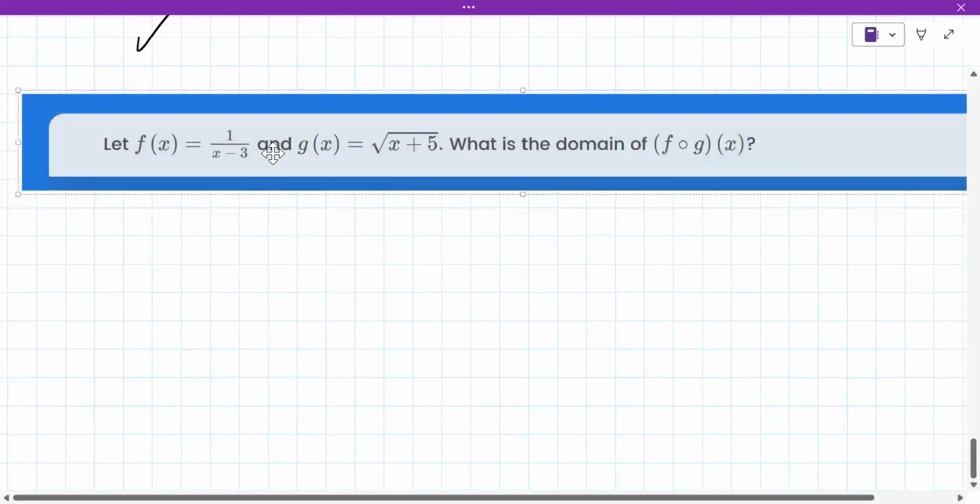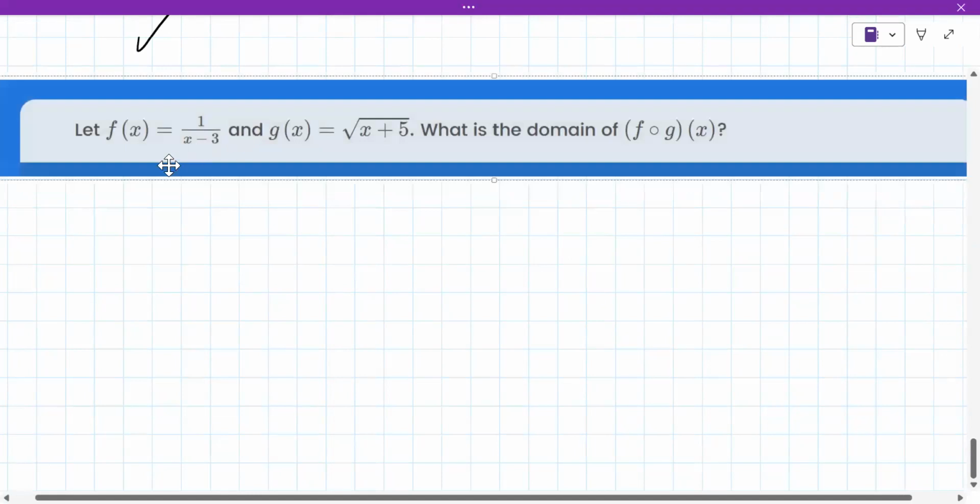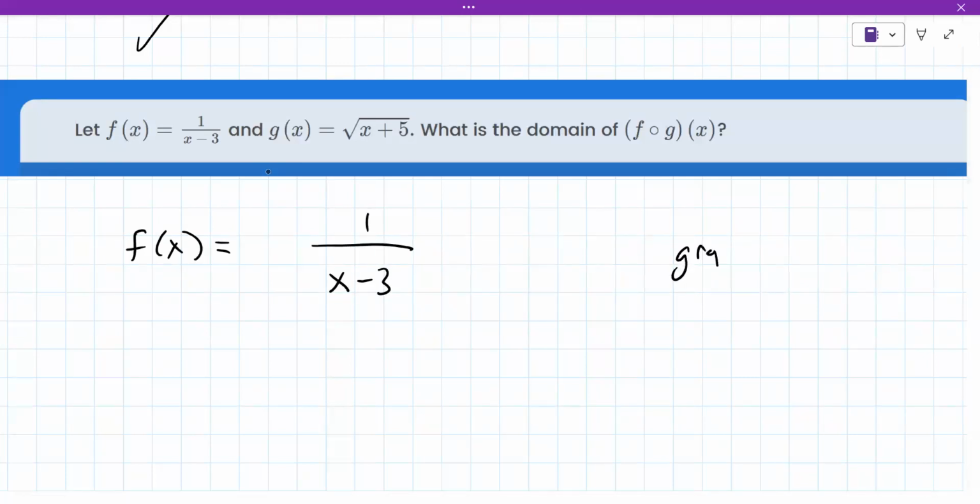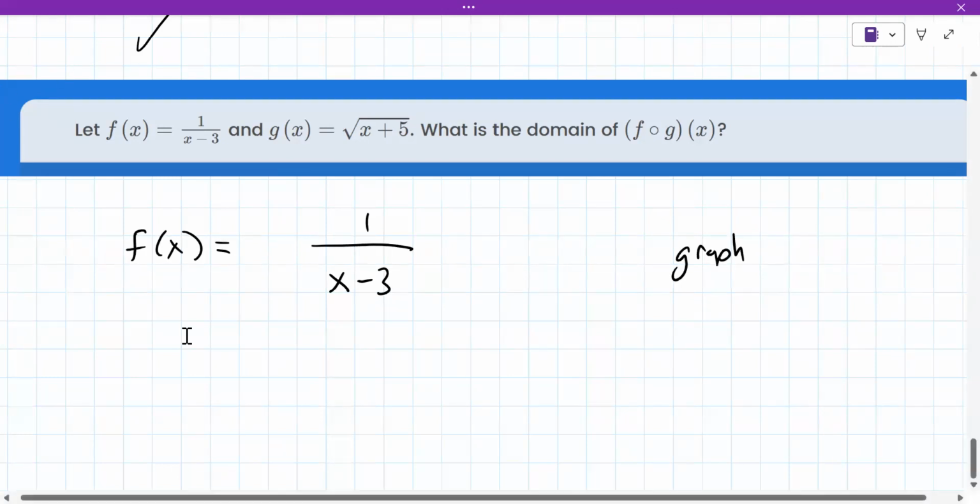Okay, let's look at this new problem here. It says let f of x equal 1 over x minus 3, and g of x is the square root of x plus 5. So let's just look at f of x. Start with that one. Could you go ahead and graph this for us, please? You can use y instead of f of x, or you can just type in 1 over x minus 3.